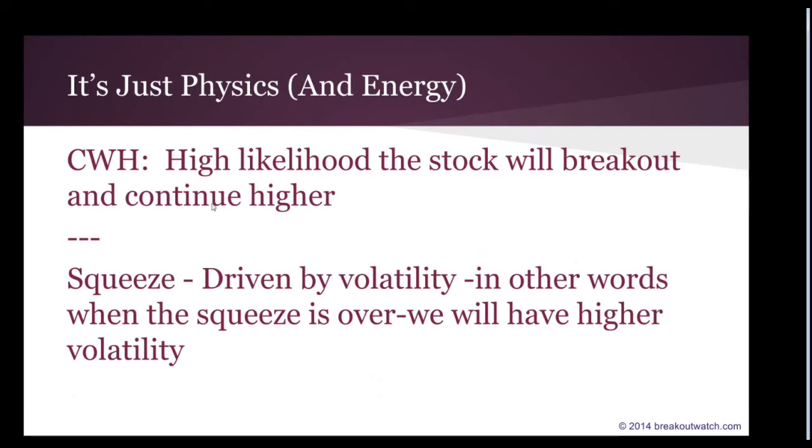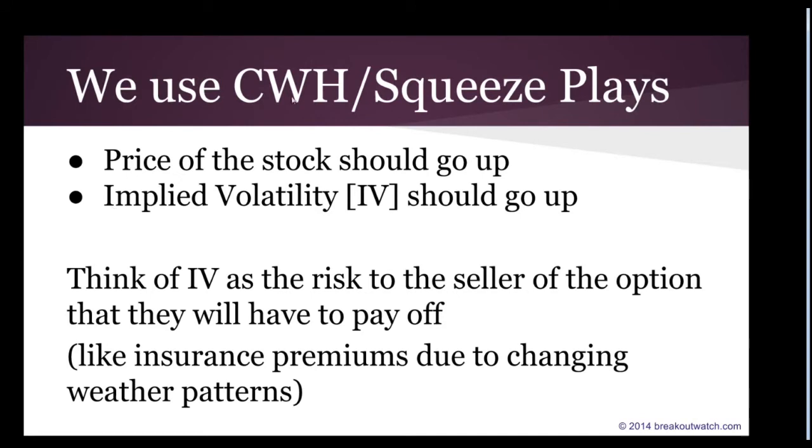So if you remember what we said about this play, we've got two kinds of energies going on. One, the cup and handle pattern itself is a precursor to the likelihood that the stock's going to break out and go higher, which obviously affects how much that option is worth. The squeeze itself, if you remember, is black during the time it's low volatility, and when it breaks out, that volatility increases from that breakout. So in other words, when the squeeze is over, we will have higher volatility. So the reason we use cup and handle with the squeeze filter is that the price of the stock should go up. No guarantee, of course, but it should go up, and the implied volatility should go up of the stock and of the option.